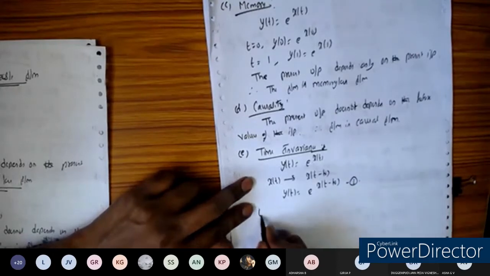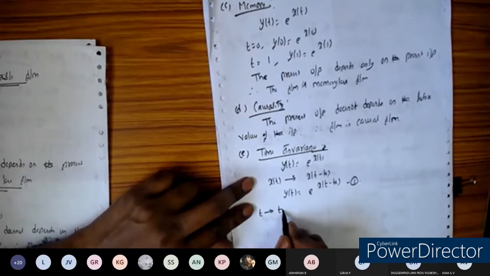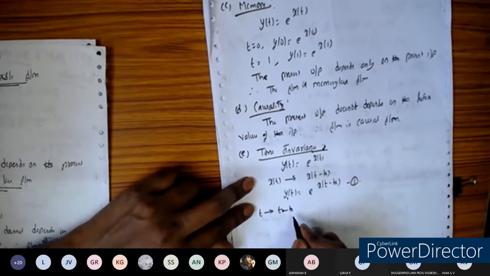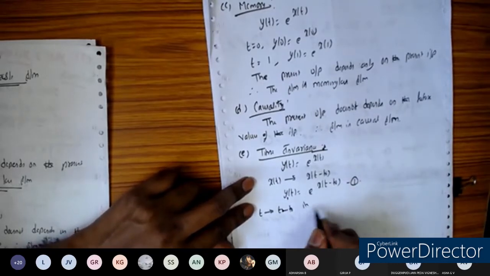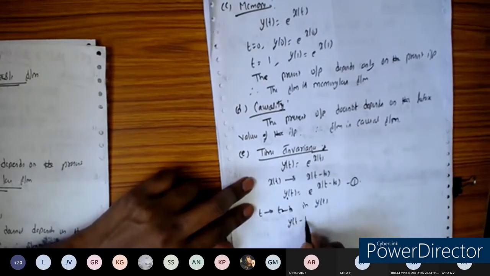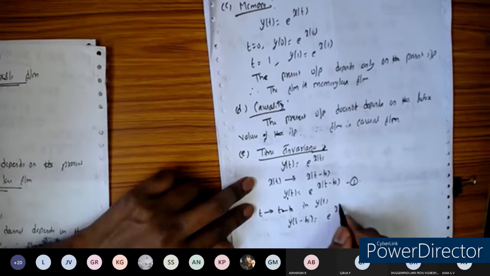Similarly, let us call this one y1 of t. Let us replace t by t minus t naught in y of t. So it becomes y of t minus t naught is equal to e to the power of x of t minus t naught.